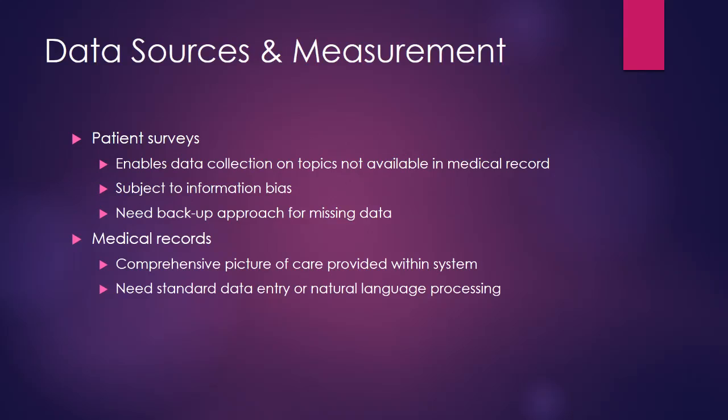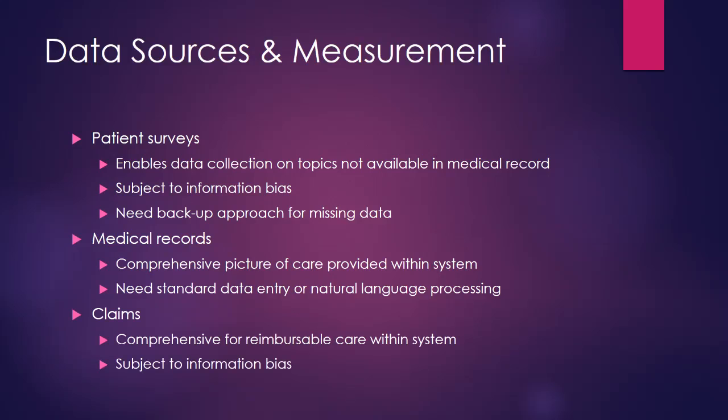Another good data source is the medical record itself. This would give us a comprehensive picture of the care that was provided within the system, but here it's important to note that any care provided without or outside of the system wouldn't necessarily be captured unless those medical records were added into our EHR. And it's most helpful if we have a standard data entry procedure in medical records. It's very time consuming to read through chart notes individually. So if there were forms, boxes, or a natural language processing program that could go through and extract the information that we needed to create our risk adjustment scores, that would be the ideal scenario.